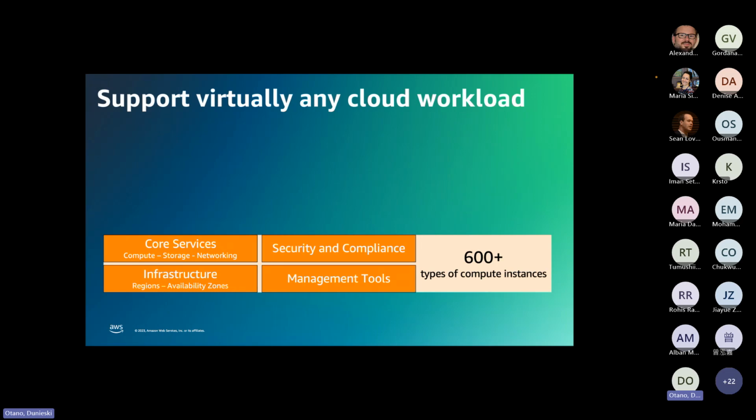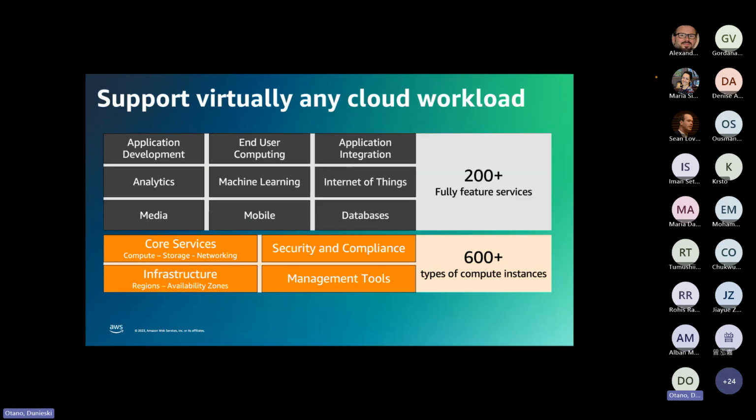We also have services for security and compliance management tools, and we have 600 plus types of compute instances. So when we talk about instances, we talk about servers, virtual servers. So you can choose from 600 plus compute instances capacity, I would say, right? Also, we have 200 plus fully featured services that encompass all these categories, I would say, application development, analytics, media, and so on and so forth, like you see here on the screen, right?